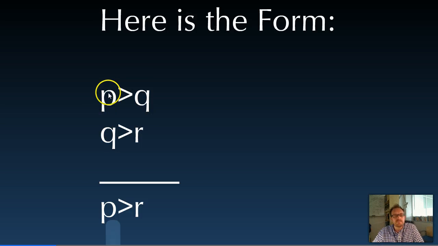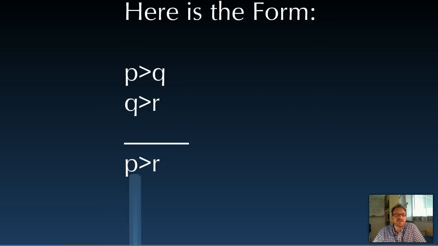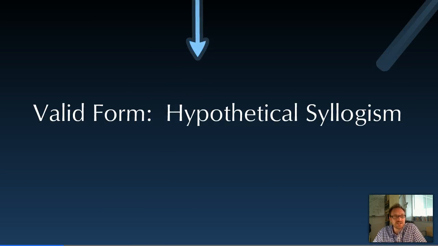So this is like saying, if Paul goes to the party, then Mary will go. If Mary goes to the party, then Roger will go. Therefore, if Paul goes to the party, then Roger will go to the party. And this is a famous argument. It's actually called a hypothetical syllogism, and it's a valid argument form.